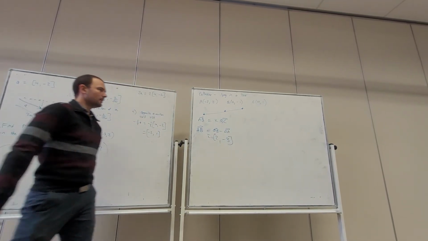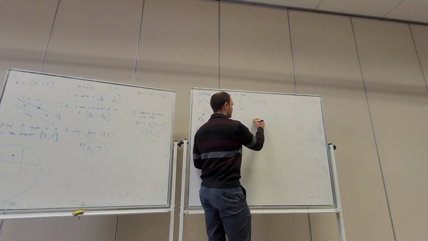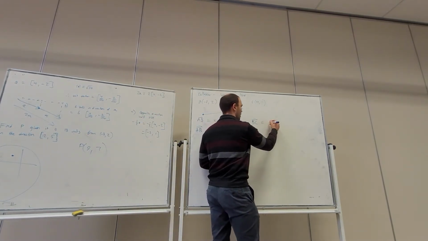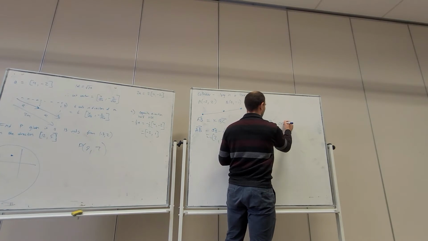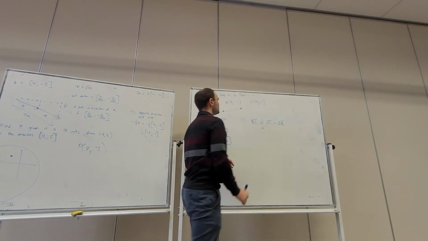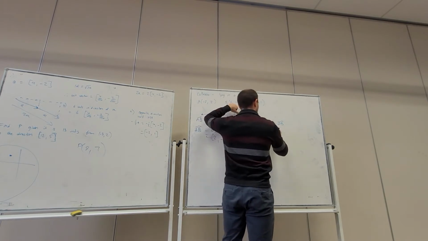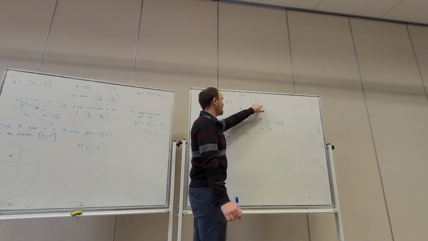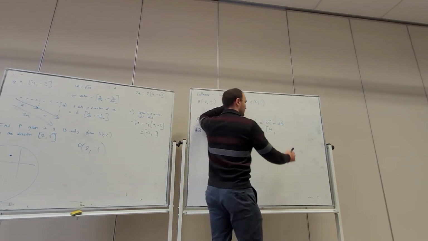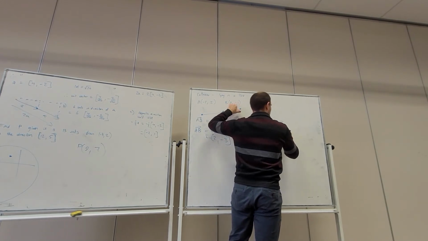Okay. For BC, we're going to be doing OC take OB. So it's going to be 4 take 0 and 1 take minus 1. 1 take minus 1, positive 2.